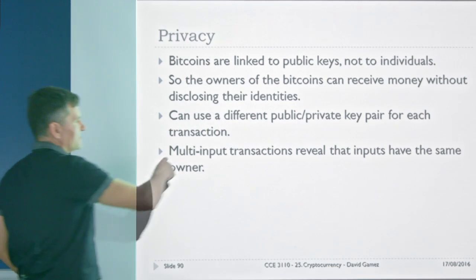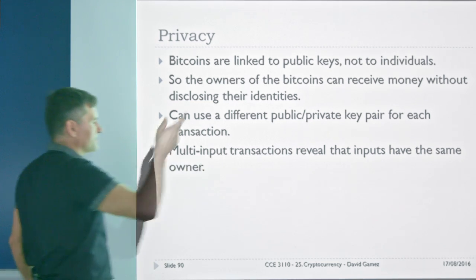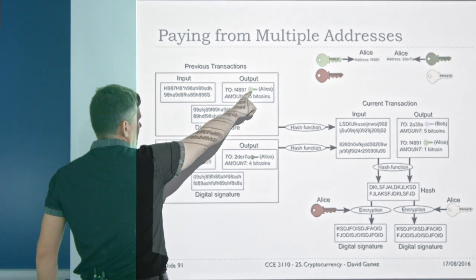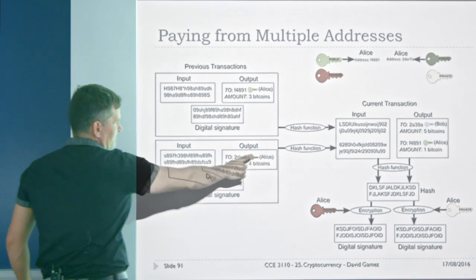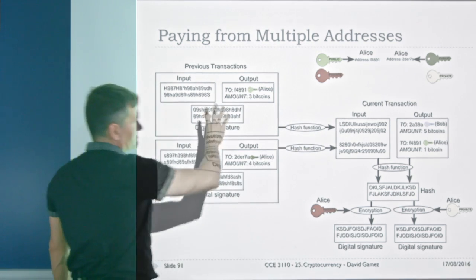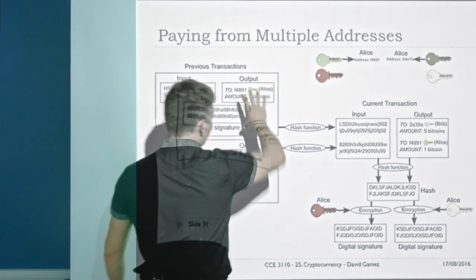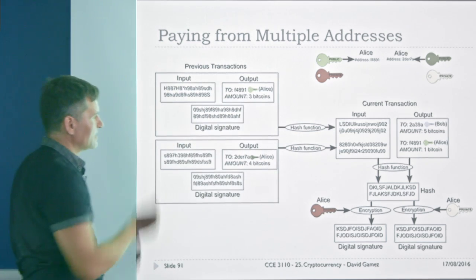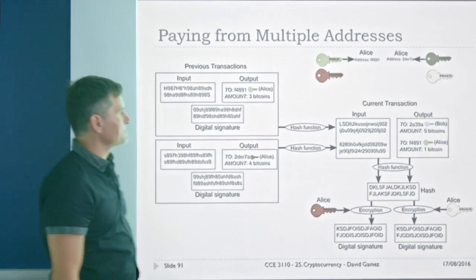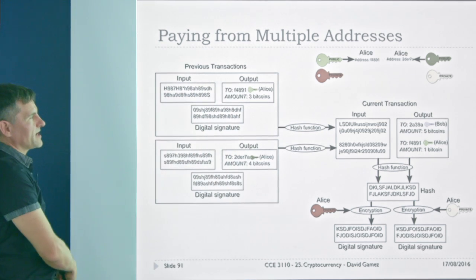The only tricky thing is that multi-input transactions show that the inputs have the same owner. If you remember, here Alice has one receiving money here, and spending that money in a transaction that involves both of these public-private keys. And this transaction shows that Alice owns this key and owns this key. So this becomes a little bit problematic.